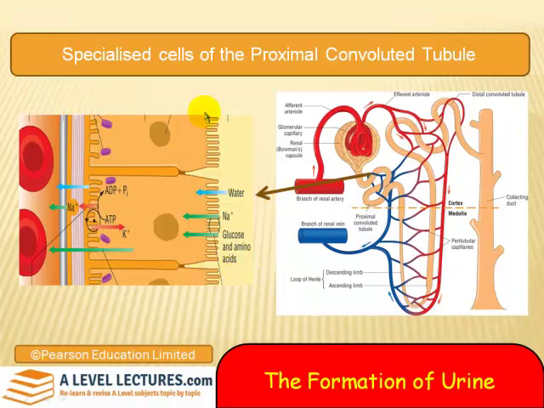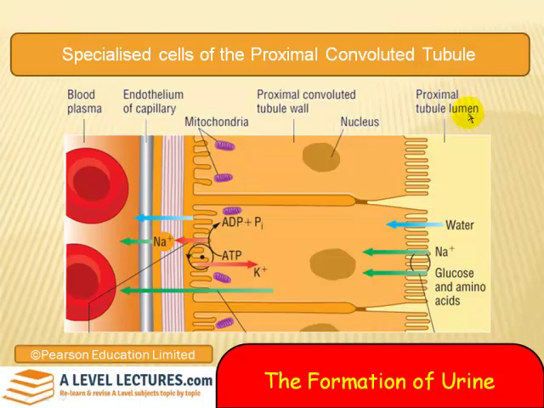Now make sure you understand what we're looking at. We're looking at a cross section of, say, this bit here. This bit represents the wall of the PCT. This is the fluid filled space inside the PCT, the lumen, and over here we've got the capillary. So anything that's reabsorbed is going to go in this direction here. Make sure you've got your bearings here. Okay, let's have some labels, shall we?